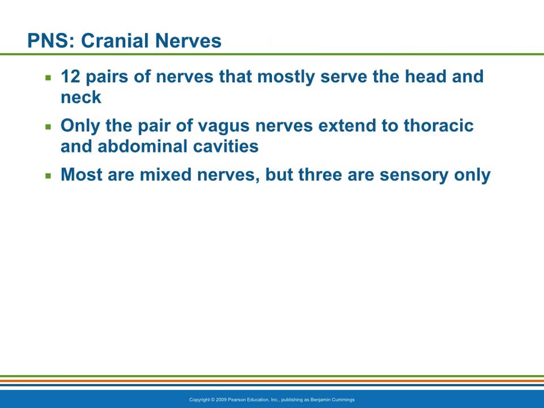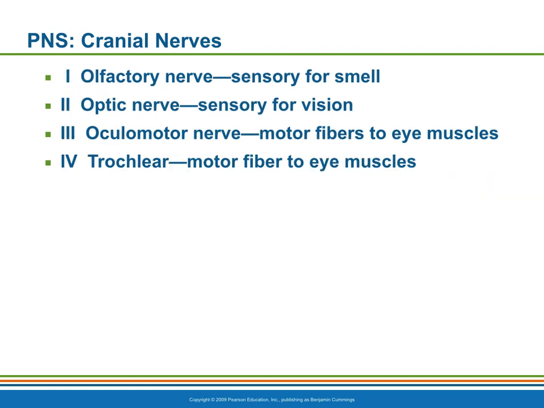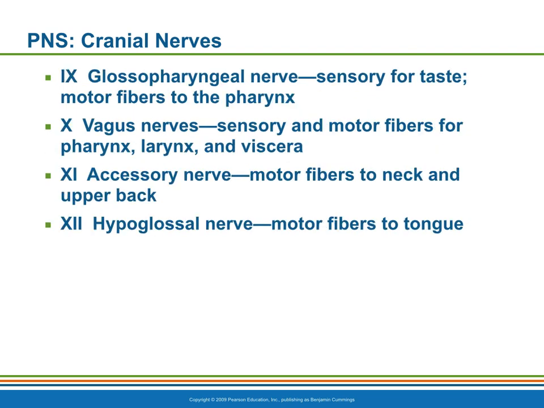The 12 pairs of cranial nerves primarily serve the head and the neck. Only one pair, the vagus nerve, extends to the thoracic and abdominal cavities. The cranial nerves are numbered in order, and in most cases their names reveal the most important structures they control. The cranial nerves are described by name, number, course, and major function in the tables that follow. The last column of the tables will describe how cranial nerves are tested, which is an important part of any neurological examination.